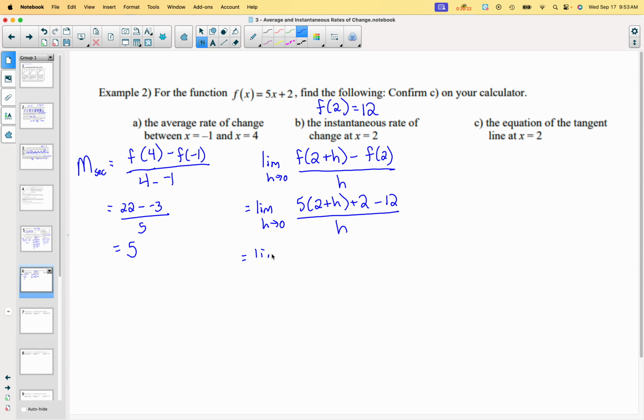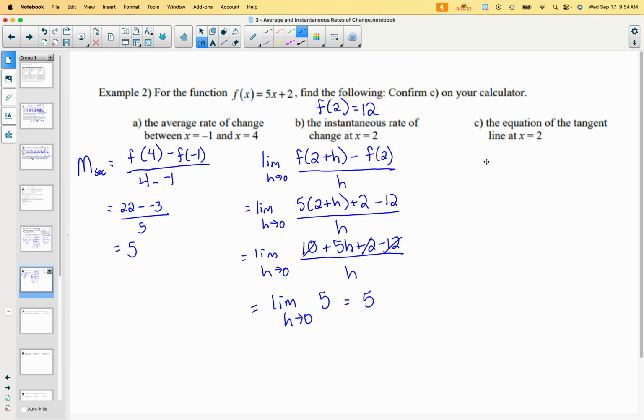Next, we would have our limit as h approaches 0. I'm going to distribute. I get 10 plus 5h and plus 2 minus 12 all over h. So 10 plus 2 is 12, minus 12 is 0, so those are gone. And then notice I can cancel out my h's, so I end up with a limit as h approaches 0 of just 5, which is just 5. The limit of a constant is the constant. And once again, our average rate of change equals our instantaneous rate of change. That is not always the case, although in this case it is.